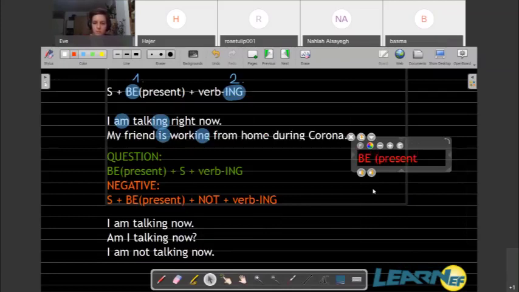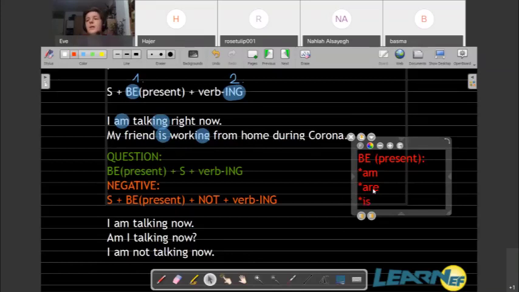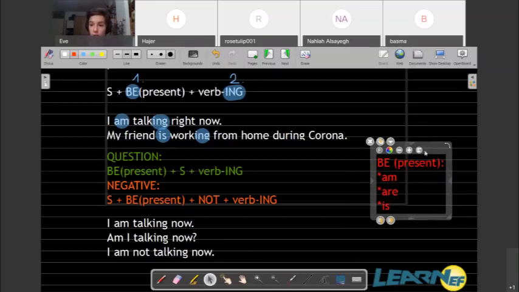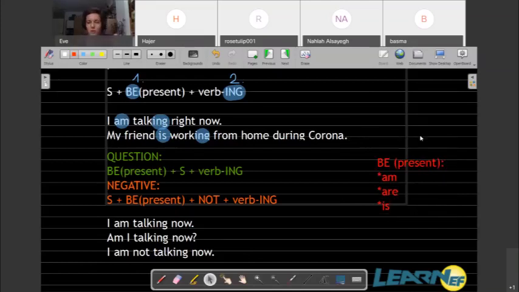Was and were. Are, is. Yes, that's much better. Yeah. Am. For the past, was, were. Exactly. Am, are, and is. Exactly. Is for the present. Was, were, we use for past. But we're not going to talk about it now. I want to focus on present.